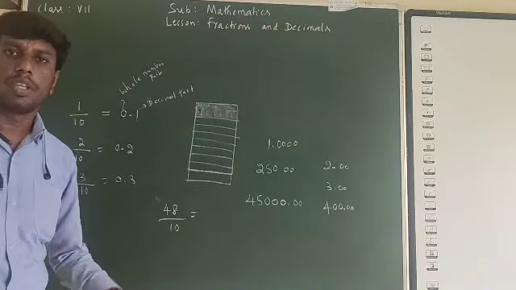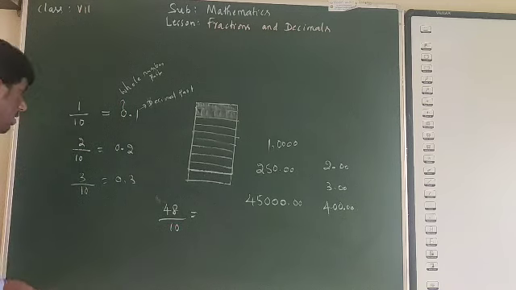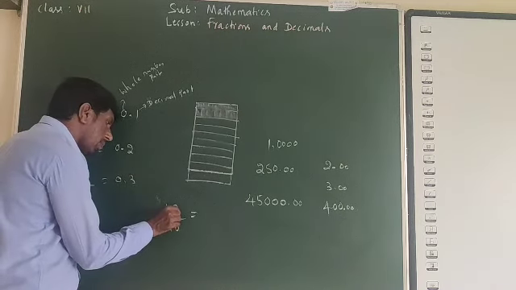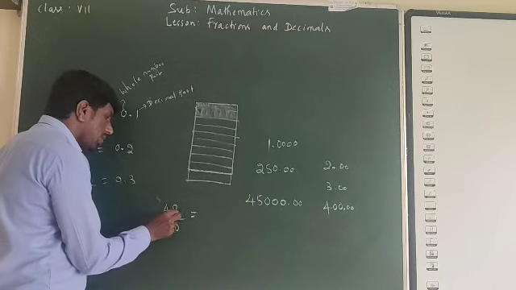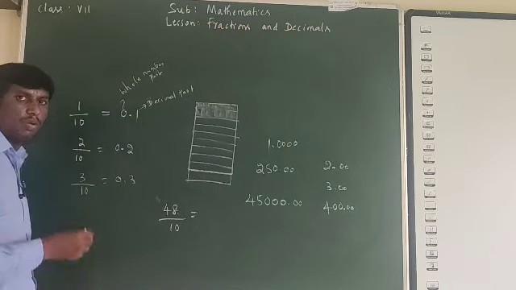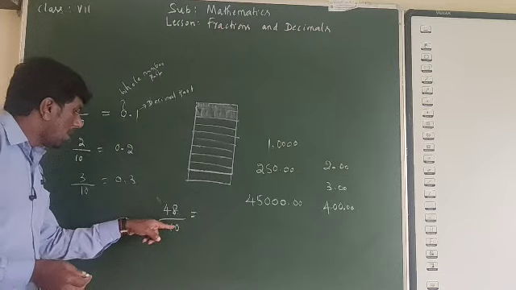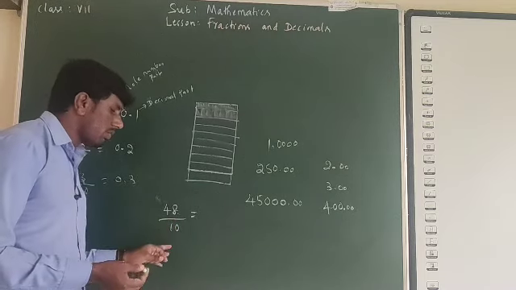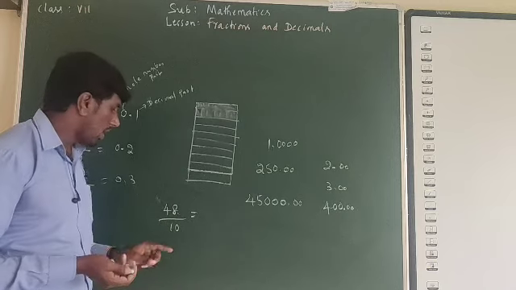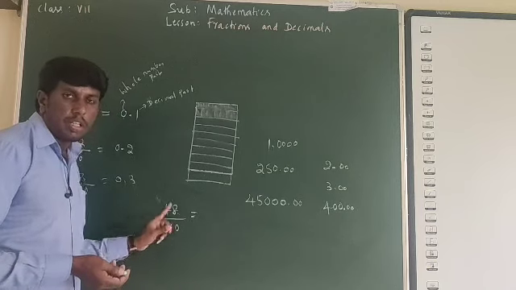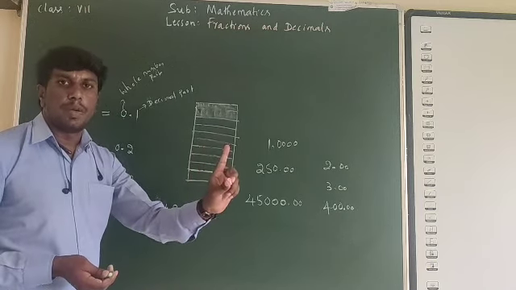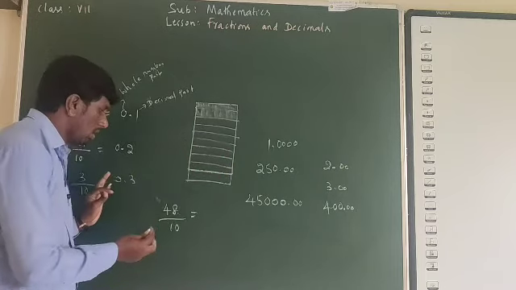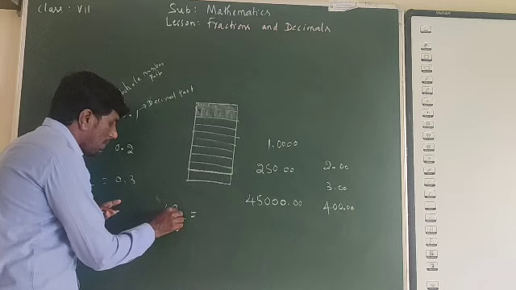That means the decimal point will be there after the unit digit. Similarly, 48, where is the unit digit? It is here. After the unit digit, I am having a decimal point. Okay. If I am having the denominator 10, we need to see how many zeros we have. How many zeros do I have? I have 1 zero, right? That means we should bring the decimal point 1 place left. 1 place left. By default, I am having a decimal point here.